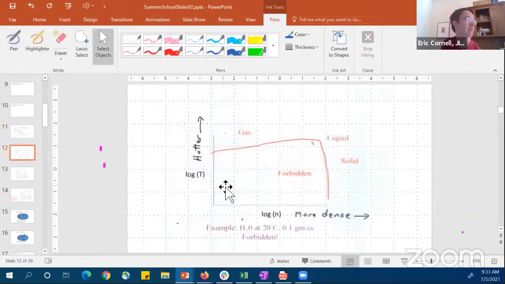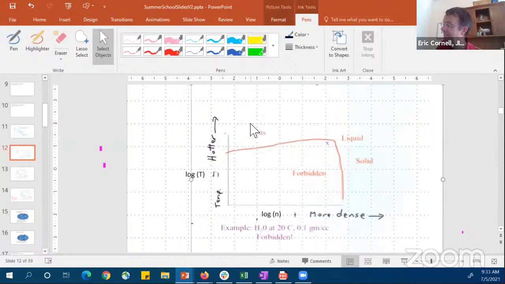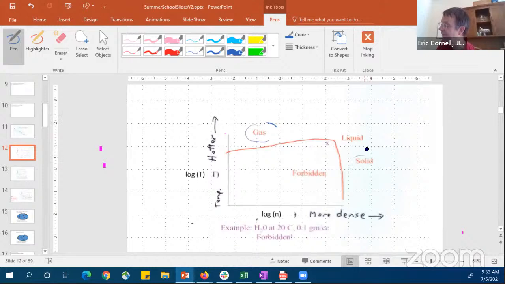On the same sort of plot, we can also make a phase diagram. This is not a pressure, density, temperature diagram. It's a density-temperature phase diagram. Up here is gas. Over here is solid, liquid. There's a large region which is forbidden anytime you make a phase diagram like this. And an example is like take that.